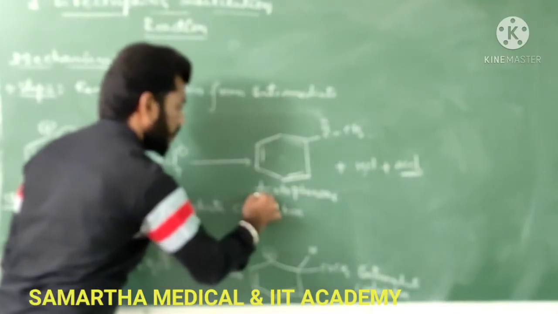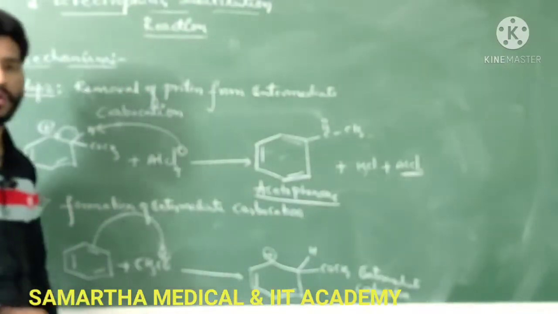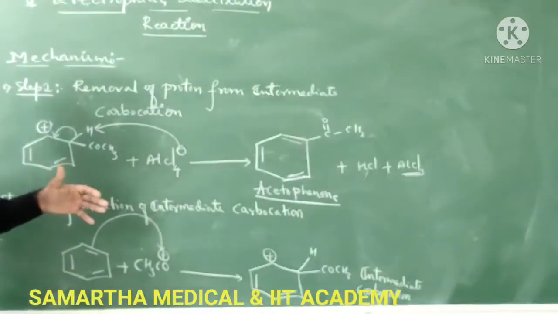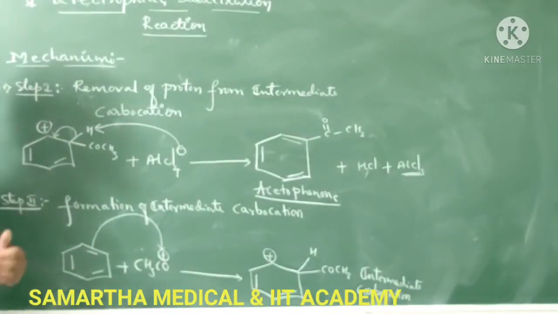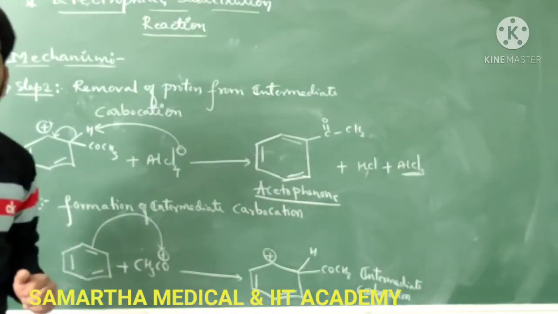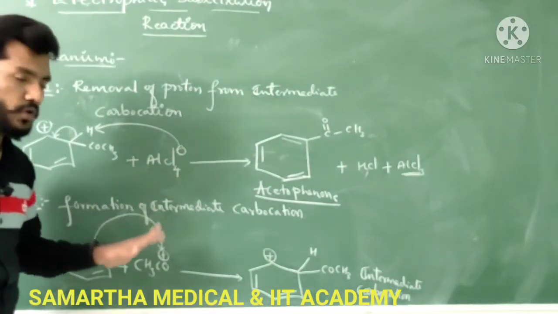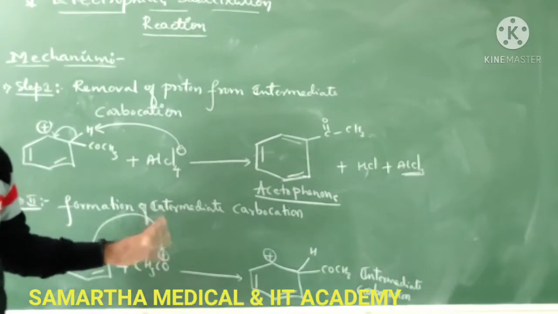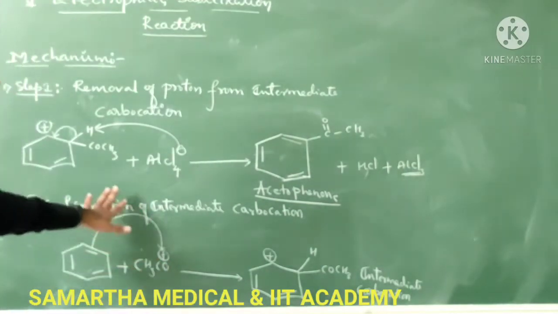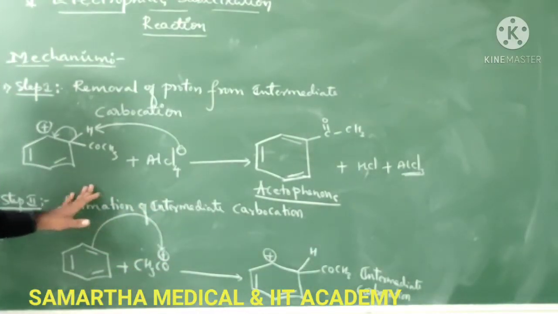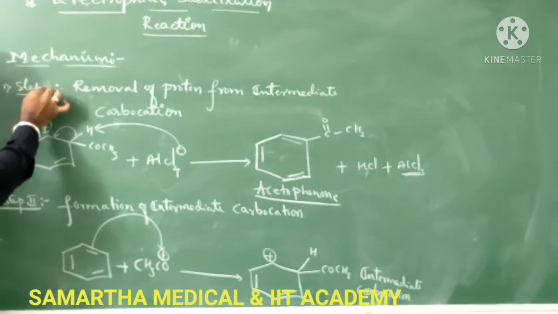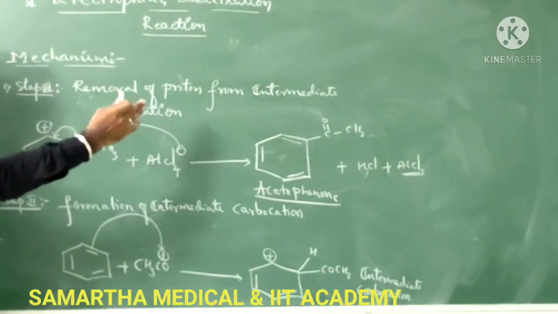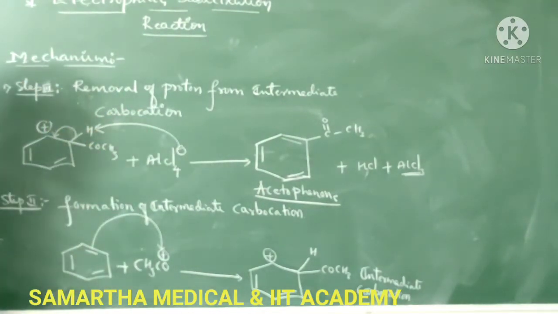Okay, acetophenone would be our actual product we are going to get here in the case of the Friedel-Crafts acylation reaction, guys. So this is the actual mechanism regarding that Friedel-Crafts acylation. Please take down, guys. Okay, so we have that, and by the way this is step 3: removal of proton from intermediate carbocation.